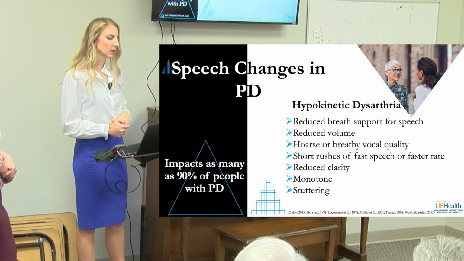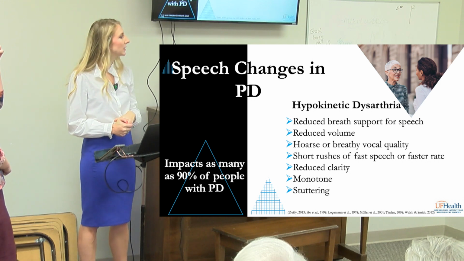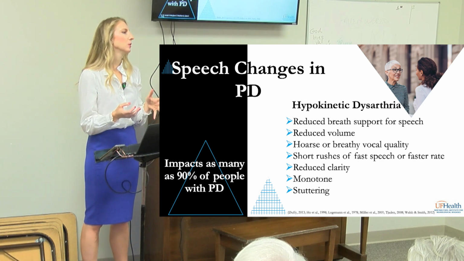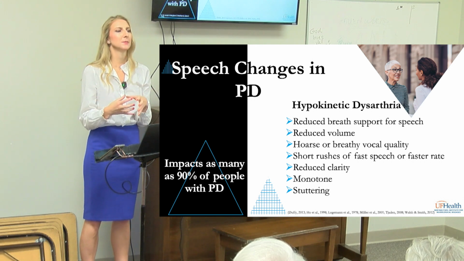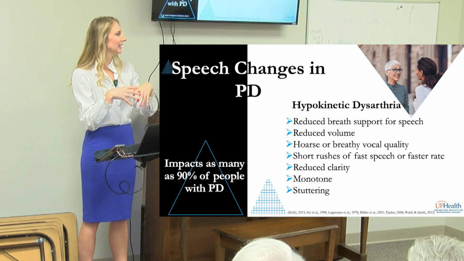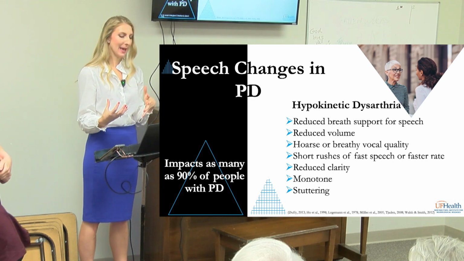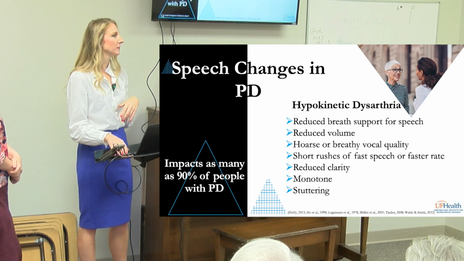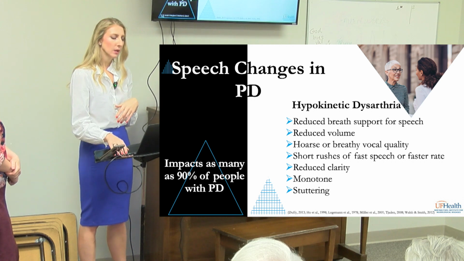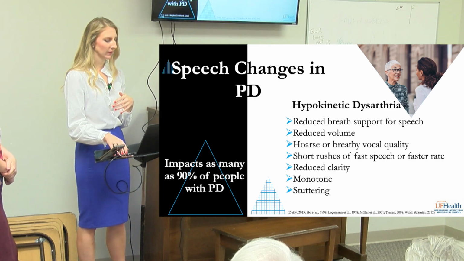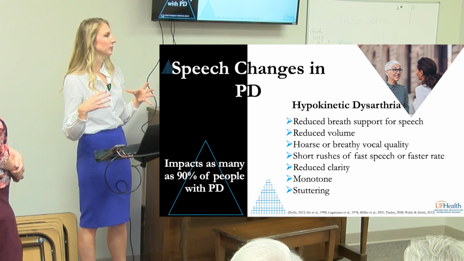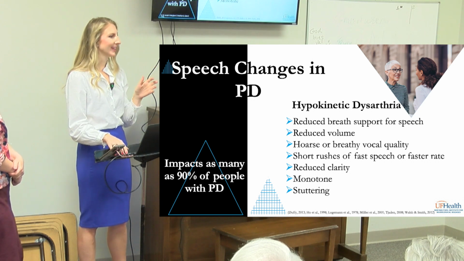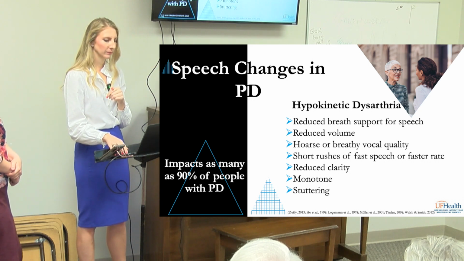Speech changes that typically occur in Parkinson's disease can impact up to 90% of those with PD. And typically it presents as a hypokinetic dysarthria. So if you think about Parkinson's disease as being hypokinetic, hypo meaning reduced, kinetic meaning movement, that's why speech is impacted. So some of the features of hypokinetic dysarthria are reduced breath support for speech, resulting in reduced loudness; a hoarse or breathy vocal quality; short rushes of fast speech or faster rate of speech generally; reduced clarity; more of a monotone inflection; and stuttering.